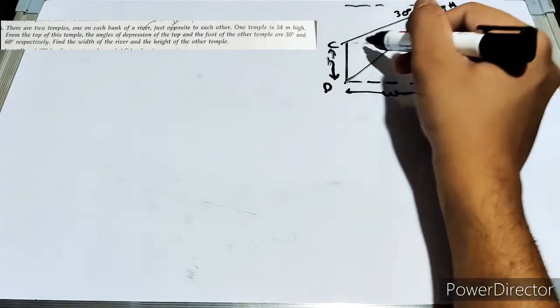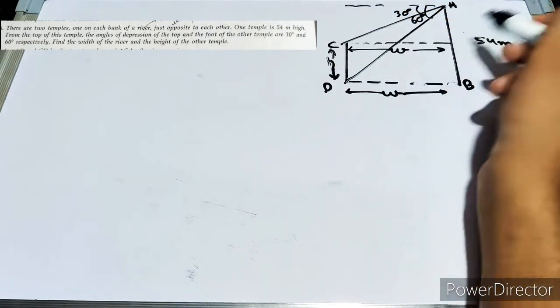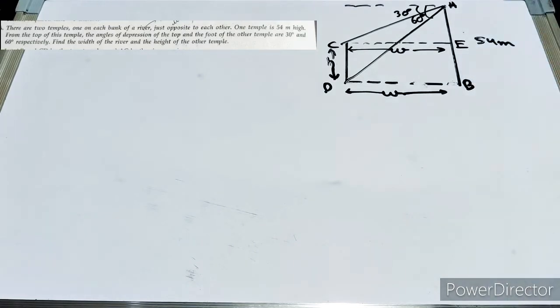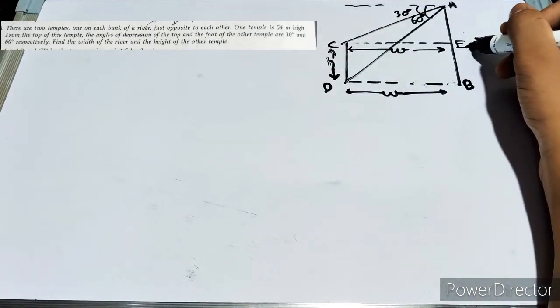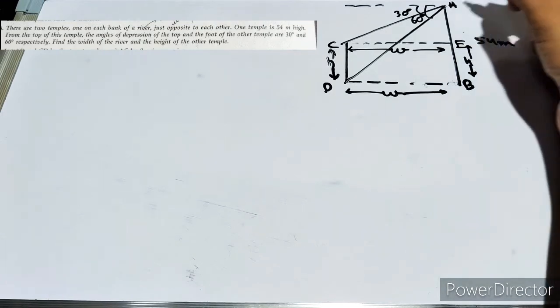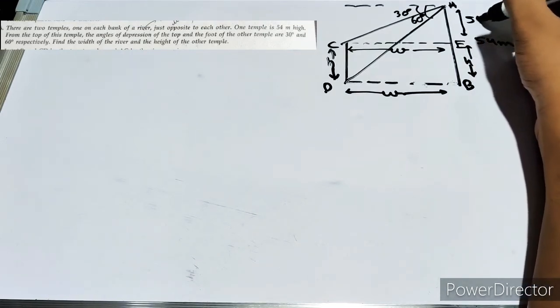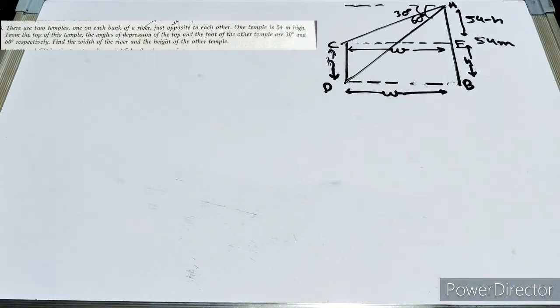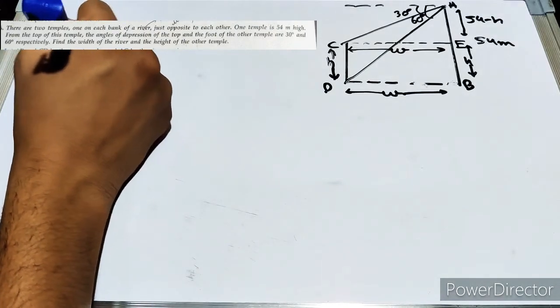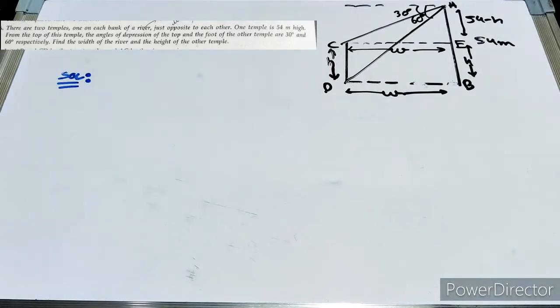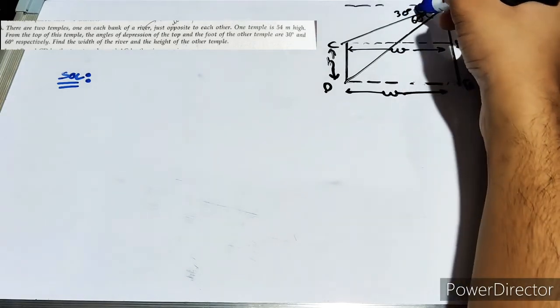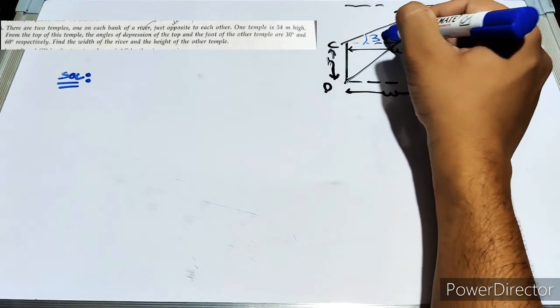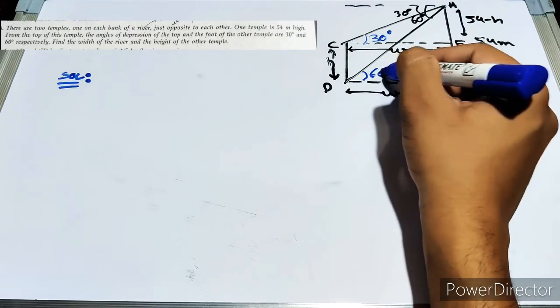And if this is w, then this is also w. Let us assume this point to be E. Now see, this height is h, this means this height is also h, since it is a rectangle, and this height becomes 54 minus h, because this total is 54, this is h, so this height is 54 minus h. Now our figure is complete. Now let us solve the question. It is clear from the triangle ACE that it is 30 degree, then this will also be 30 degree from the alternate angles, and this is 60 degree from the alternate angles.